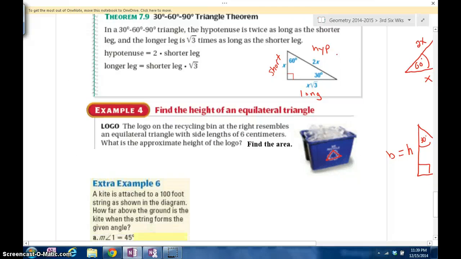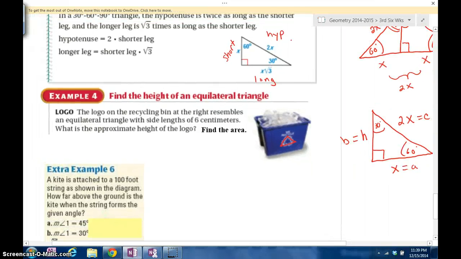Alright, so back to the problem. So we essentially have the same type of problem. We have half of this equilateral triangle. We have 30, and then we have 60. It's 2x.